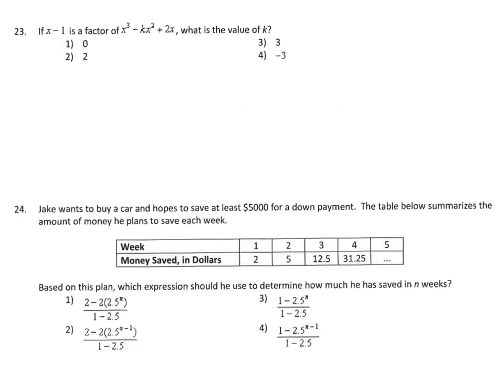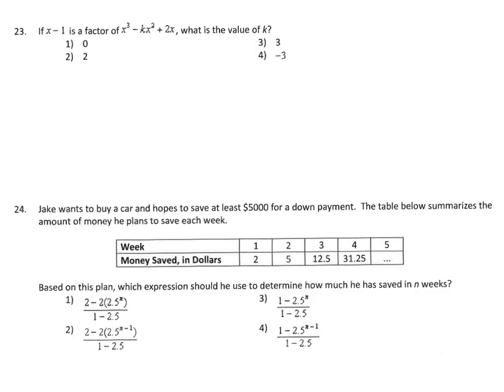Number 23, if x minus 1 is a factor of this given expression, what is the value of k? Now we know that if x minus 1 is a factor, it's going to divide evenly into it. Also, we know that if x minus 1 is a factor, then x equals 1 will create this expression to be equal to 0.